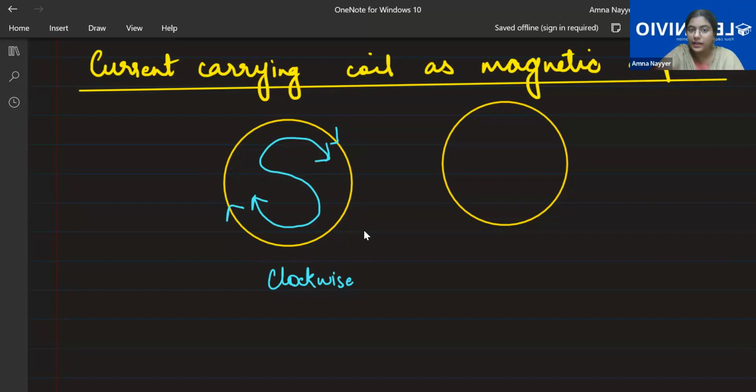Whenever you have the south polarity, this is the best way, especially for circular arcs. For squares also you can do this. Same thing you can apply for squares also. If you have a square, just put an S.